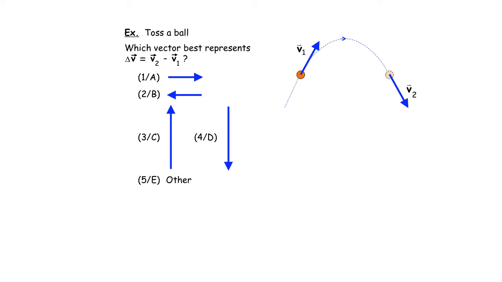Okay, what did you do? You had two vectors, you just subtracted them. I said I had v2 minus v1. I could draw it on the board like this. v2 minus v1 is v2 plus a negative v1. If I draw a negative v1 like this, what is the sum of these two? It's a vector pointed down.